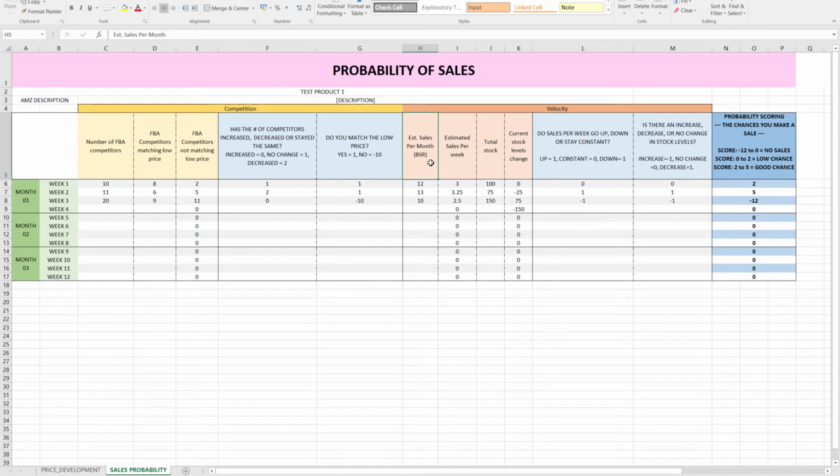And basically it's based on BSR, the number of sales per month. And if you fill that in, this data, as you can see, will fill in automatically. It's basically divided by 4, right?